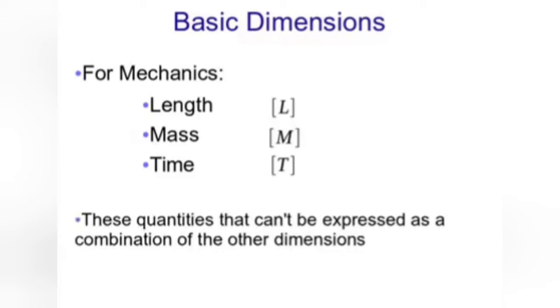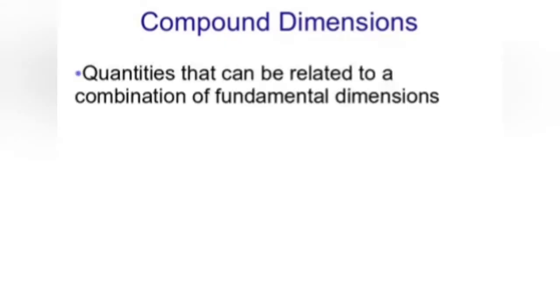These quantities we call the basic ones because each of these three, length, mass, and time, cannot be expressed as a combination of the other dimensions. Length isn't related to mass and time. Mass isn't related to length and time. Time isn't related to length and mass. In contrast to this, we have the compound dimensions, which are quantities that can be related to a combination of these fundamental basic dimensions that we just looked at.